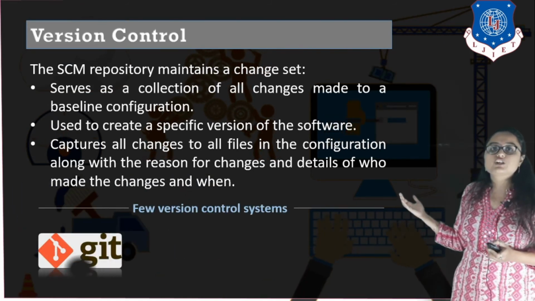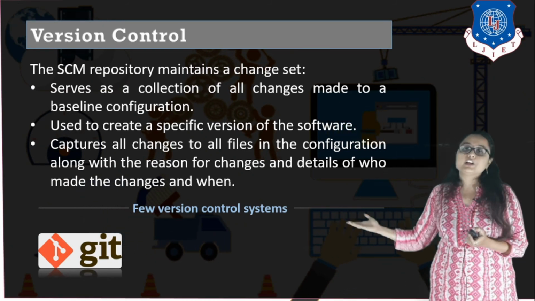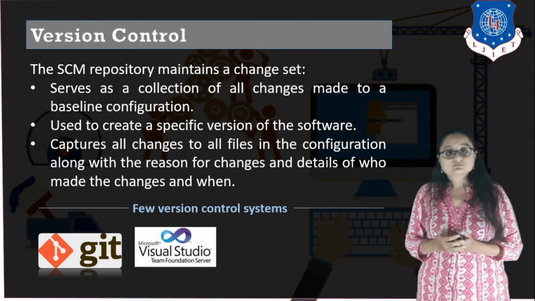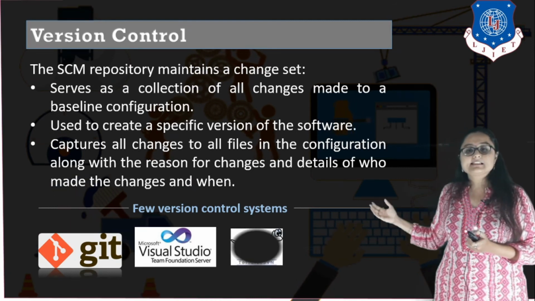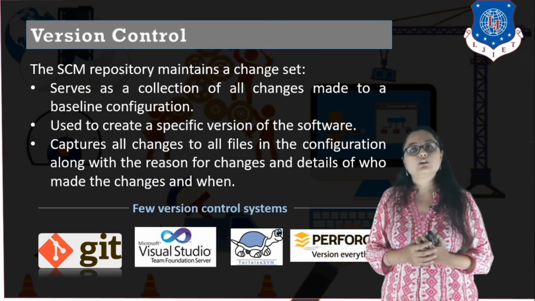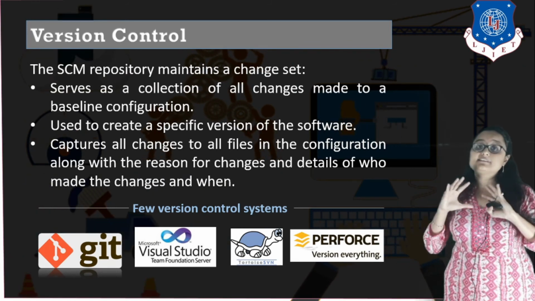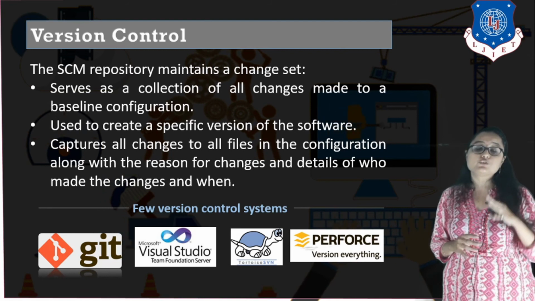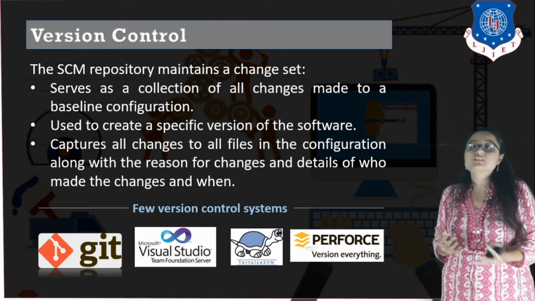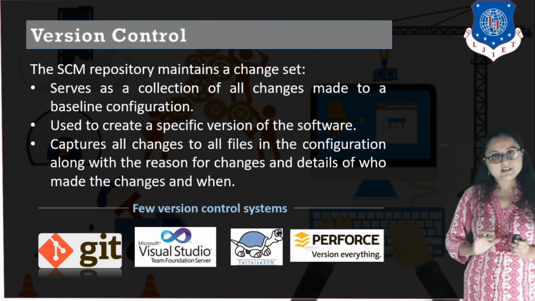Let us see a few version control systems. GitHub, you may have heard the name. That is a very good version control tool that you can use. It is an online tool. Visual Studio is also one of the tools. The next is Tortoise SVN and the last is Perforce, right? So these are all version control tools that you can use if you are simultaneously working on the same software, if you want to maintain the versions of all the configuration items, if you want to make changes while maintaining versions of each of them, then you can use these tools, right?